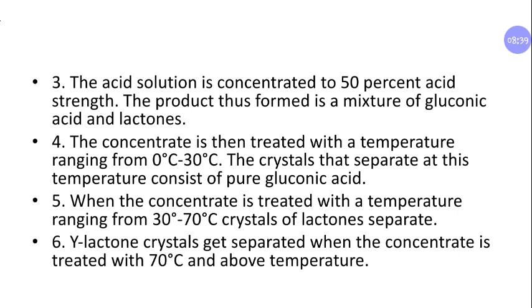The product formed is a mixture of gluconic acid and lactones. The concentrate is then treated at a temperature ranging from 0 degrees Celsius to 30 degrees Celsius. The crystals that separate at this temperature consist of pure gluconic acid. When the concentrate is treated at a temperature ranging from 30 to 70 degrees Celsius, crystals of lactones are separated.